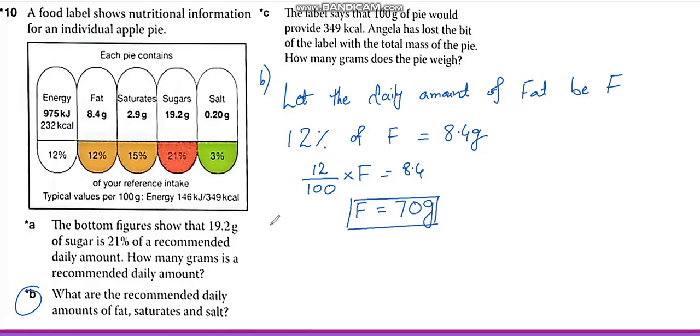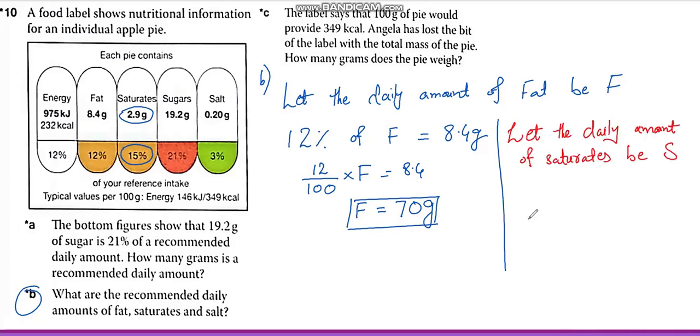Similarly, we can also find the total amount of saturates which is recommended. By the way, here it is just represented as 15%, which is 2.9 grams. So let's find the total amount of saturates recommended. Let the daily amount be S. Then we will write, according to the given information, that 15% of S saturates is actually 2.9 grams.